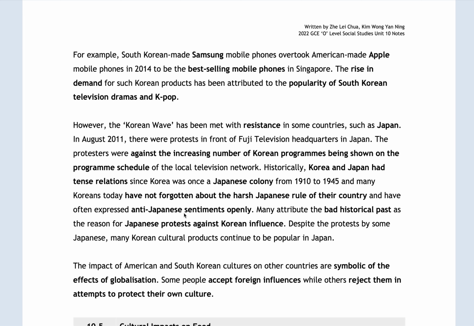Now, American and South Korean influence are just examples of this effect of globalization on global culture. Some people may accept them, some people may reject them because they need to protect their own culture as well. So it's an important point to note, especially when you're asked how to evaluate whether foreign entertainment is good, bad, or homogenization versus hybridization.